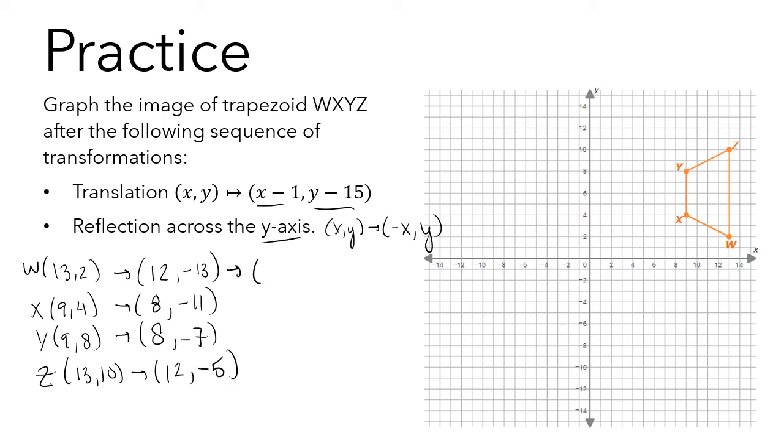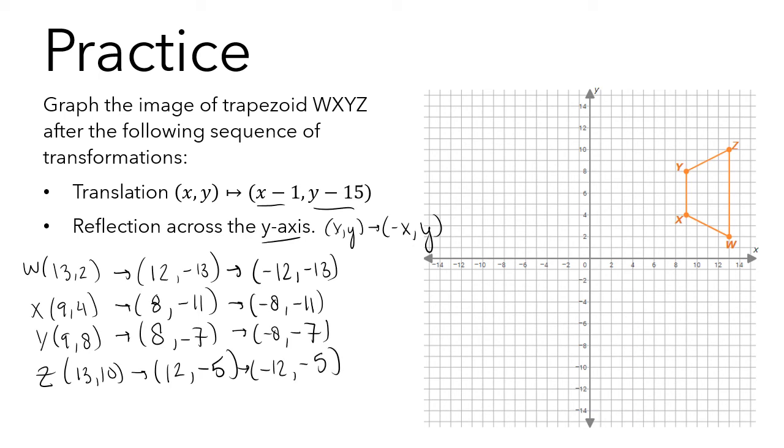Next, we need to reflect across the y-axis, so the sign of the x-coordinate will change. The y will not be affected. So that becomes (negative 12, negative 13), (negative 8, negative 11), (negative 8, negative 7), and (negative 12, negative 5).